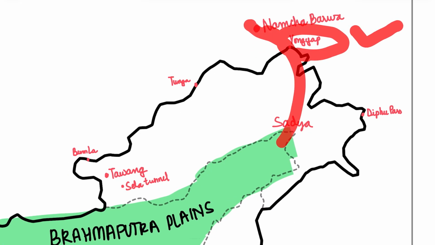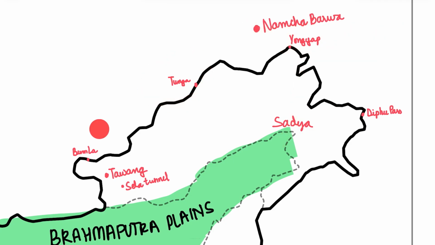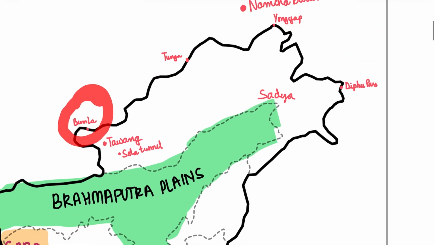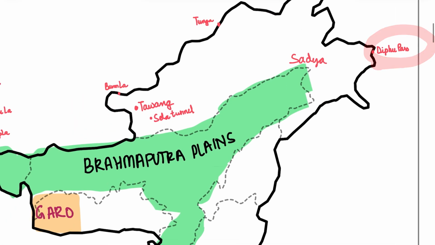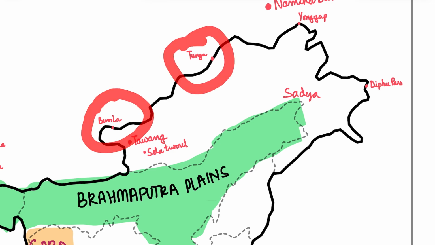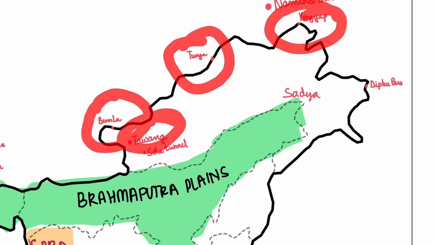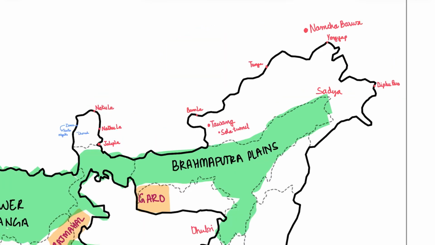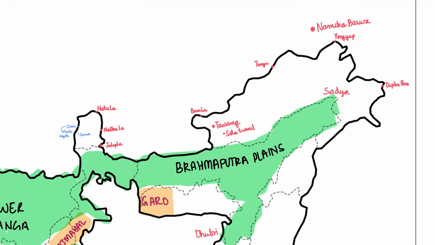This is Yong Yap. Then Tunga Peak was also in news. Bumla was also a peak which was in news. Bumla is basically Bum Pass. Then Deepu Pass, Tawang in Arunachal Pradesh, and the Sela Tunnel. So these were the strategic locations which were in use: Bumla, Tunga, Yongyap, Tawang, Sela Tunnel.